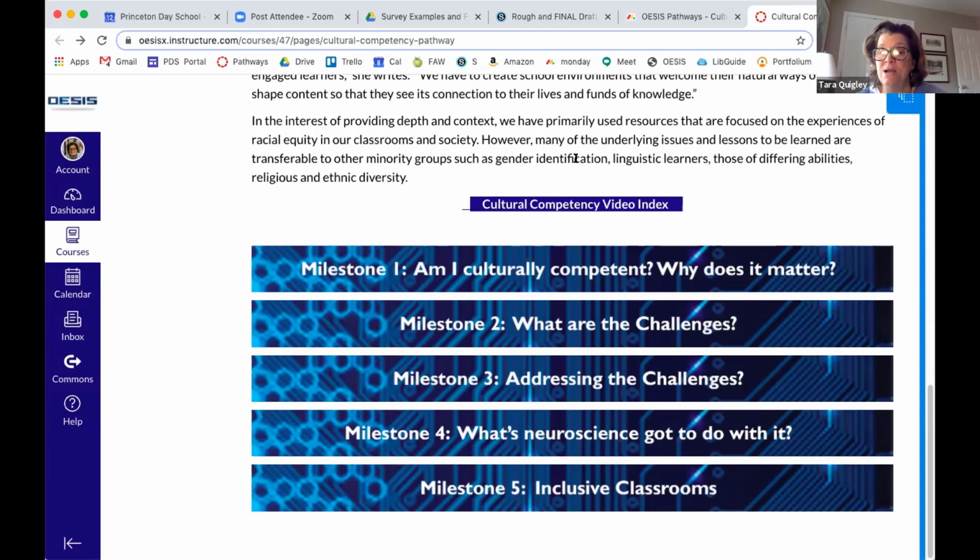So these are the 5 milestones. Am I culturally competent? Why does it matter? What are the challenges? And this takes you through things like, what's stereotype threat? What is cultural appropriation? Addressing the challenges: what types of work in ourselves and in the classroom will actually help us to be more aware? And this goes through things like listening, validating, really empathizing and hearing what other people are saying. What's neuroscience got to do with it?